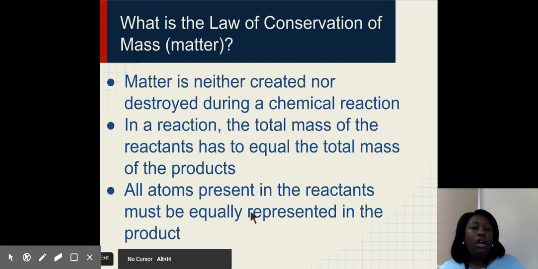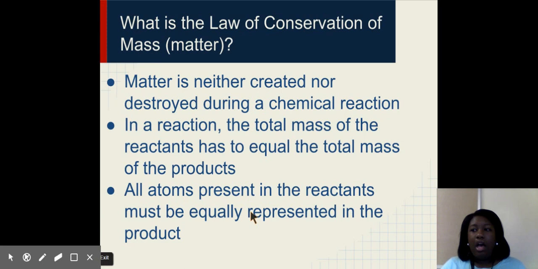All right, so the law of conservation of mass. One important thing that comes from this is the law of conservation of mass, or matter. You may see it either way on the EOG or a test, so just be familiar with that. It's either mass or matter. The main idea I want you to understand is that matter cannot be destroyed, nor created.